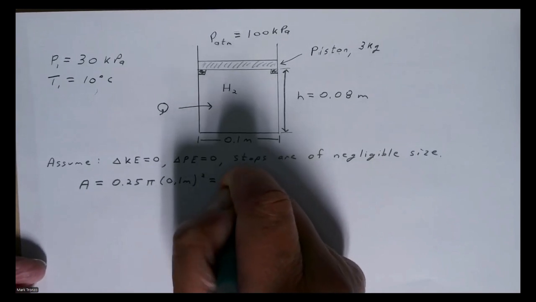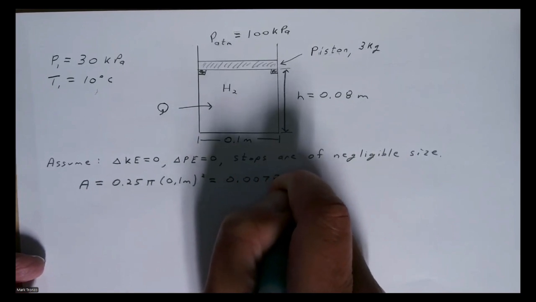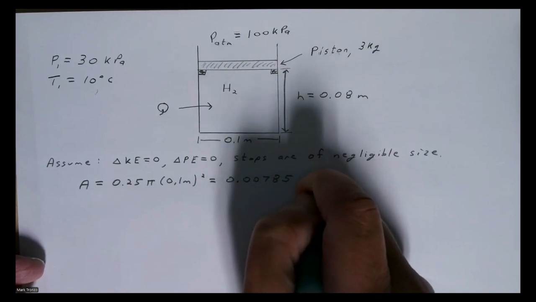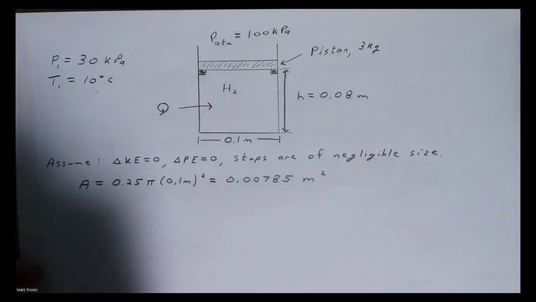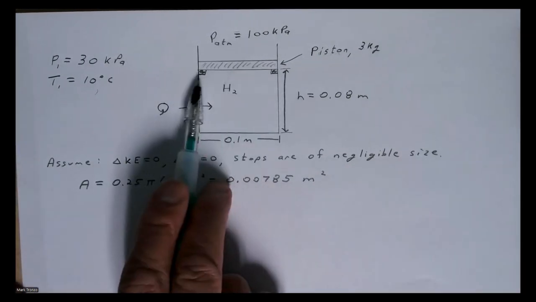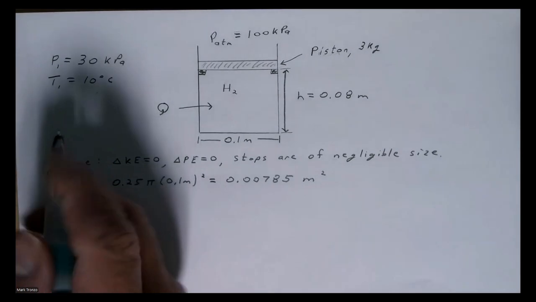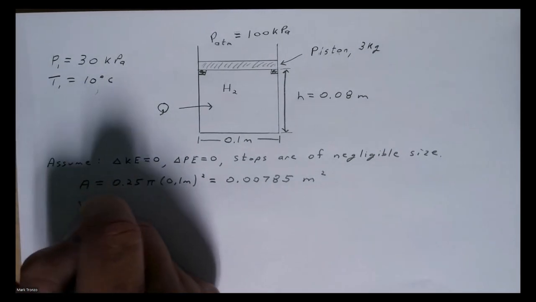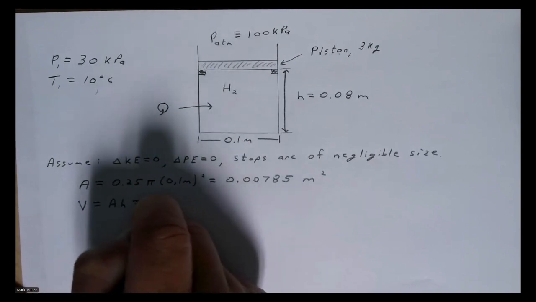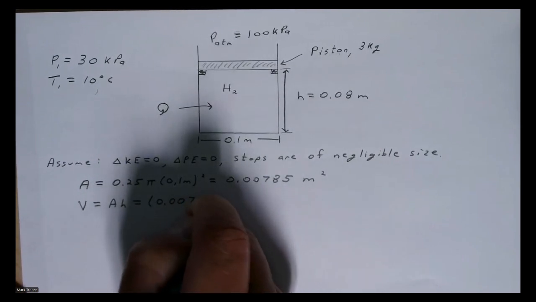And this comes out to be 0.00785 meters squared. And then the volume, again, we're assuming these stops are negligible size. So we can assume the volume in here is going to be the area times the height, which is going to be what we just found, 0.00785.